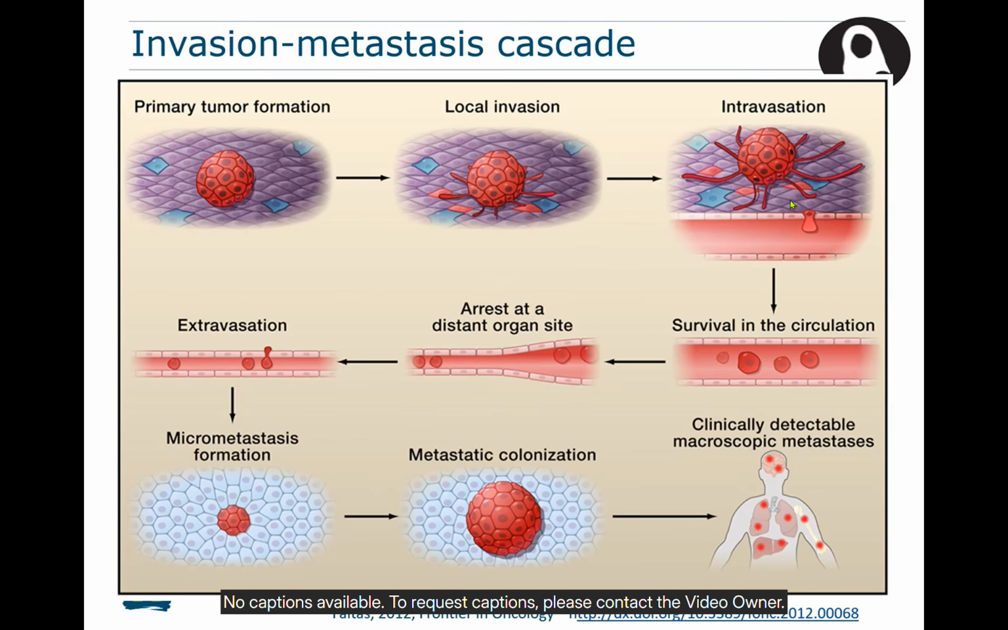The process underlying the development of a metastasis is called the invasion metastasis cascade. It all starts, of course, with the tumor at the primary location. One of the definitions of a malignant tumor is that it starts invading surrounding or neighboring tissue structures. So now we talk about local invasion.